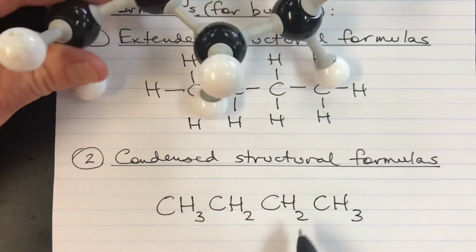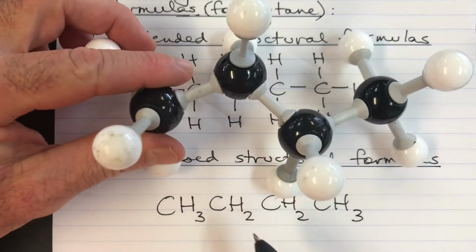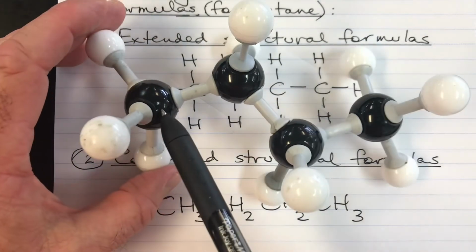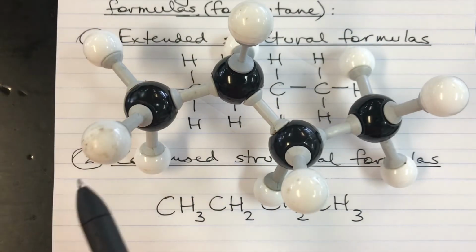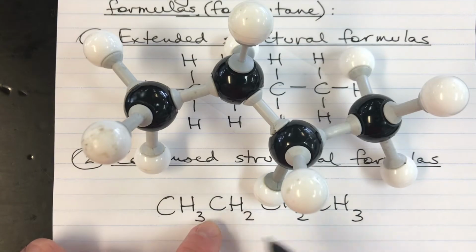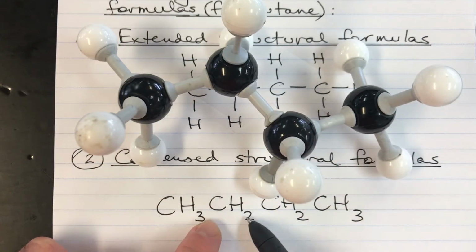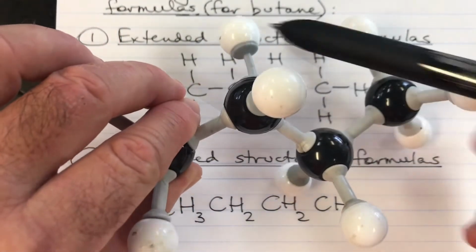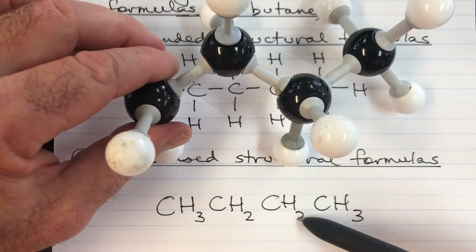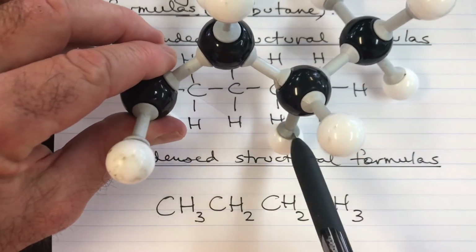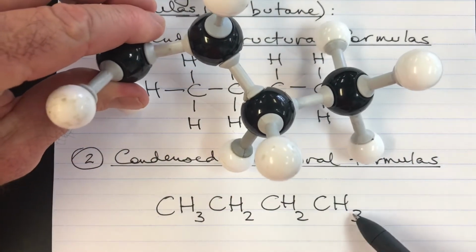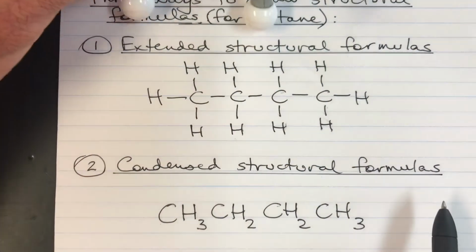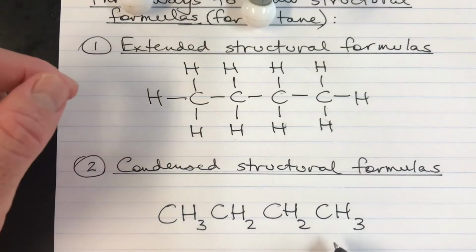That's the condensed structural formula for butane. Carbon attached to 3 hydrogens. The second carbon in the main chain is attached to 2 hydrogens. That's this one here, 2 hydrogens. And the third carbon to 2 hydrogens. And the fourth carbon to 3 hydrogens. So that's the condensed structural formula. For obvious reasons, it's a lot more condensed.